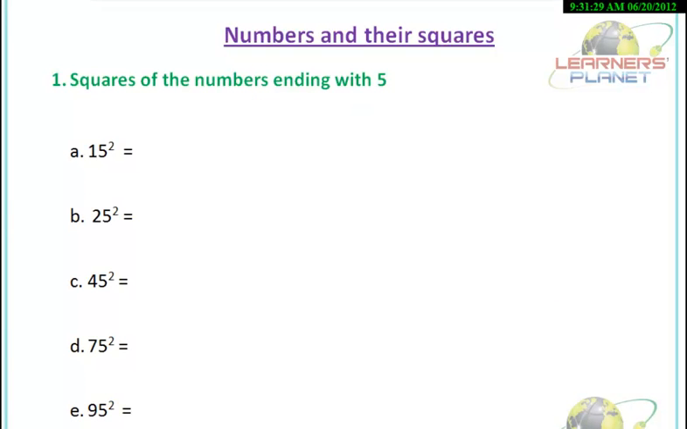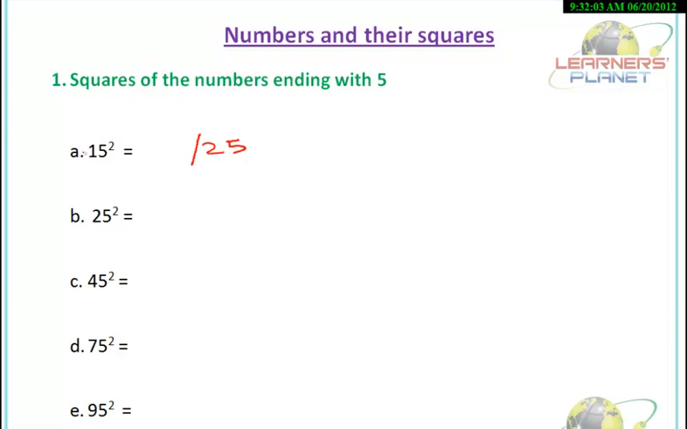Now, we just see the numbers and their squares. Here we'll be having some specific pattern of the numbers and we try to find their squares. Here I have taken the squares of the number ending with 5. It's very simple, friends. You just observe the pattern very carefully, then you can do the calculations even mentally. Okay, so the number which is ending in 5, its square will definitely end in 25. So we are very clear about it.